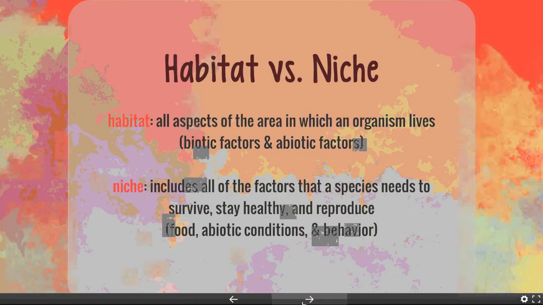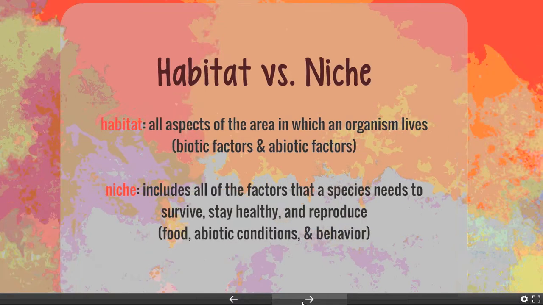So you have a habitat versus a niche. So again, this is some vocab stuff. So habitat is all the aspects of an area in which an organism lives. So this is all the biotic, so the living factors, and abiotic, non-living factors in that environment, okay? But a niche is all the factors that a species needs to survive and stay healthy and reproduce. So this is food, this is your abiotic conditions, and the behaviors that they serve in that population.